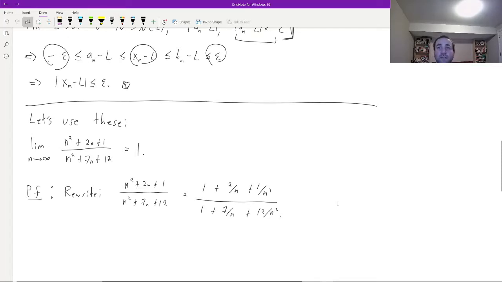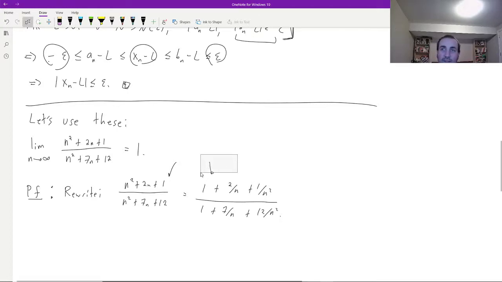So let's use two of the theorems that we've written down to actually calculate some limits. The first time we're going to use the arithmetic theorem and calculate the limit as n goes to infinity of this ratio of polynomials, n squared plus 2n plus 1 over n squared plus 7n plus 12. So how do we do that? Well, the first thing we do is divide through by n squared, so this thing here is equal to this thing here.